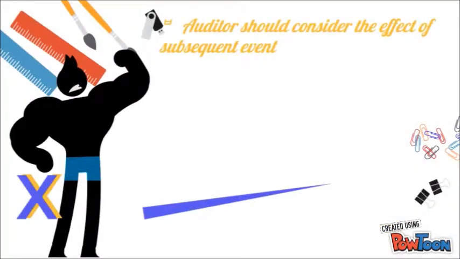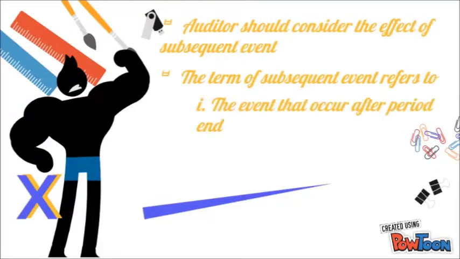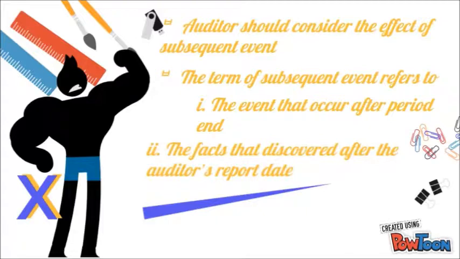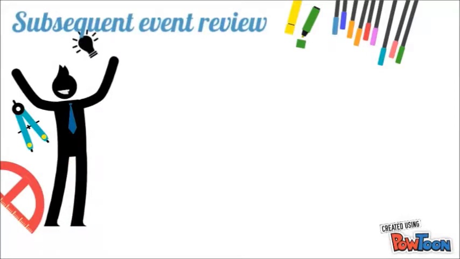Post-balance sheet events. The auditor should consider the effect of subsequent events on the financial statements. The term subsequent events refers to both the events that occur after period end and the date of the auditor's report, and the facts that are discovered after the auditor's report date. Events that are both favorable and unfavorable that occur between the balance sheet date and when the financial statements are authorized for issue. Subsequent event review.